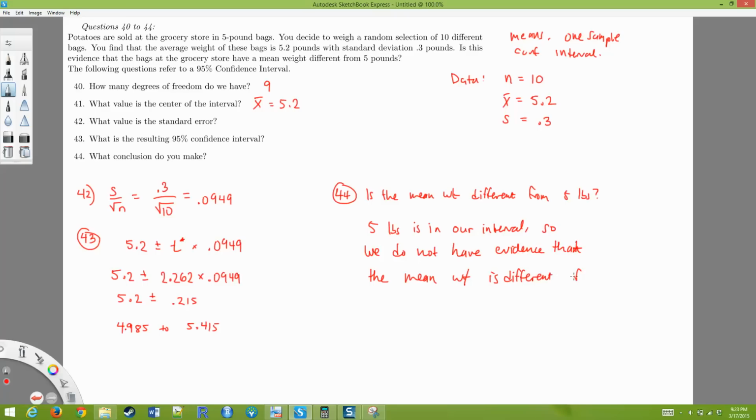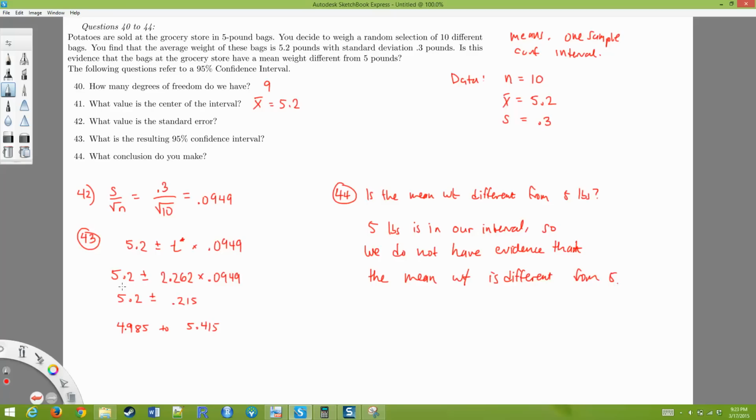Is that 5 pounds or 5.2 pounds? 5. Okay, so because 5.2 is the center of our interval, that's always going to be in your interval. Your sample mean will always be inside the interval. The question is, the other number that you're looking for, is that in the interval? In this case, 5 is in the interval, so we don't have evidence that it's different from 5.